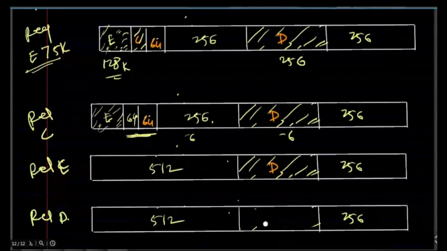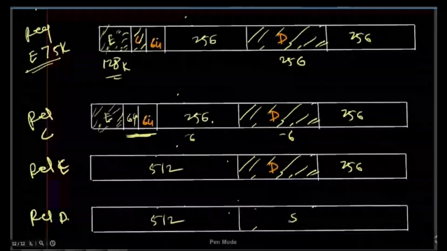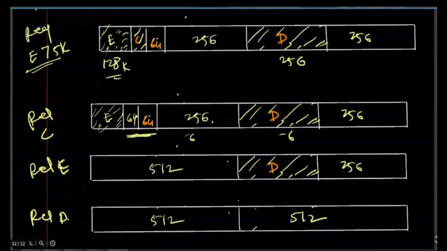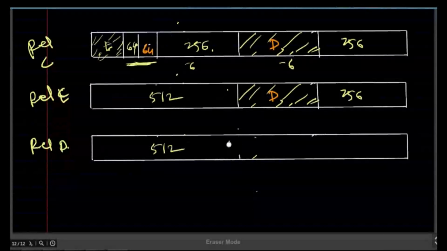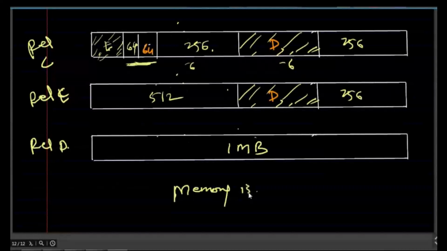Releasing process D means freeing up the space. How much space was here? It was 256K. Then these 256s are of equal size, so we will merge these two blocks to form a bigger partition of 512. Then these 512s are again of equal size, so we will merge them together to form a single partition of size 1 MB. And now our total memory is free. So this is what a buddy system is.